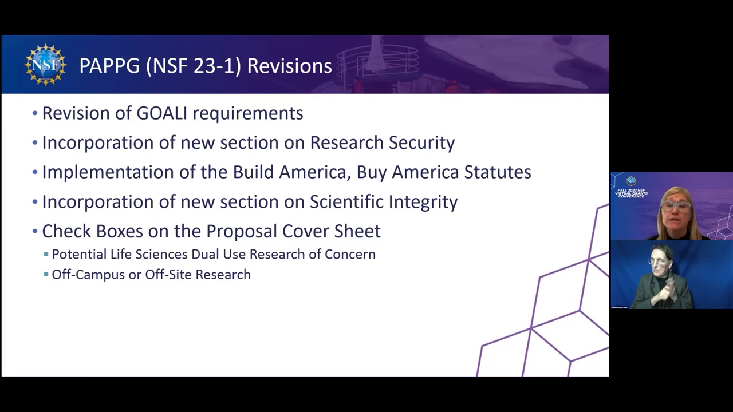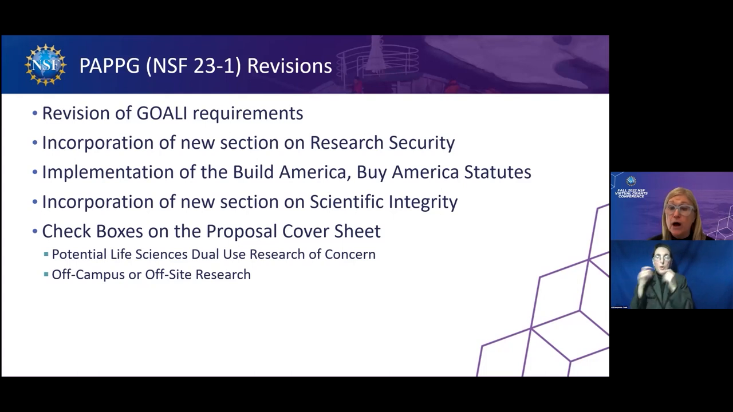We have a new section on scientific integrity that has been rolled out. Scientific integrity, however, is not new at the National Science Foundation. What this section does is provide a brief description of scientific integrity at the National Science Foundation, as well as provide a listing of where you will see scientific integrity implemented at the National Science Foundation.